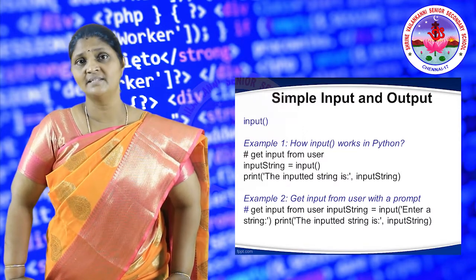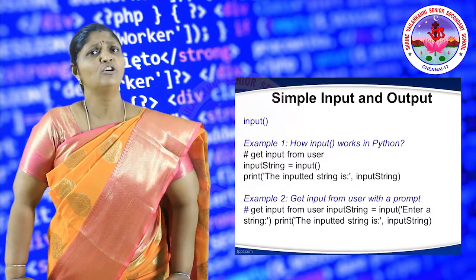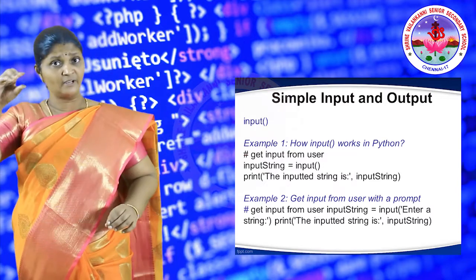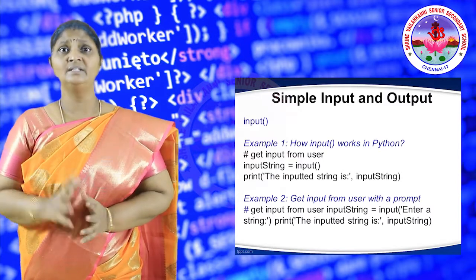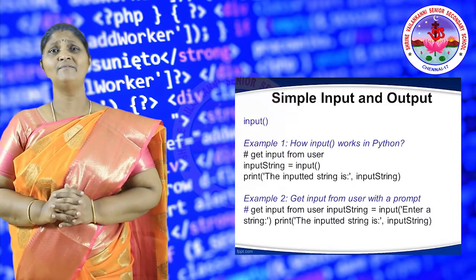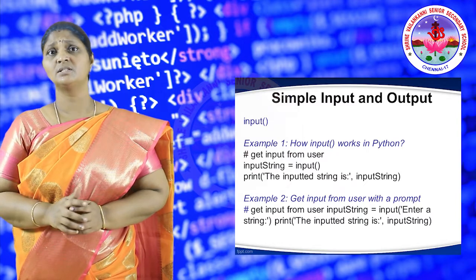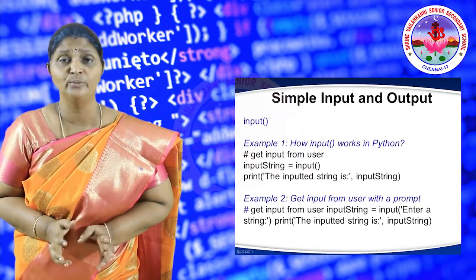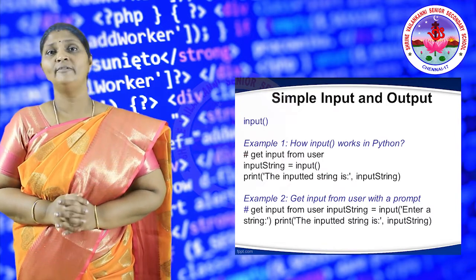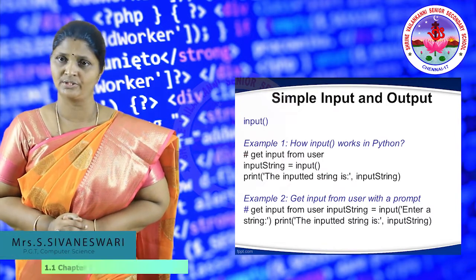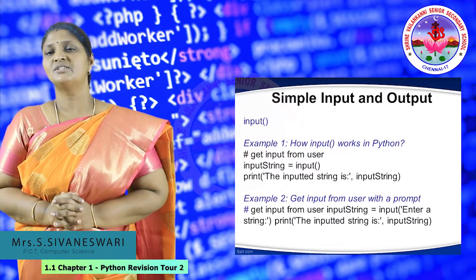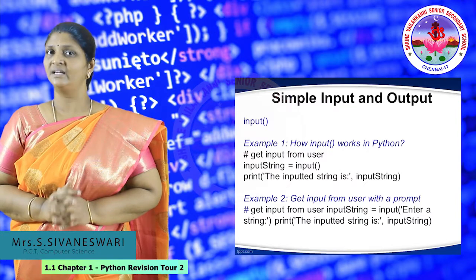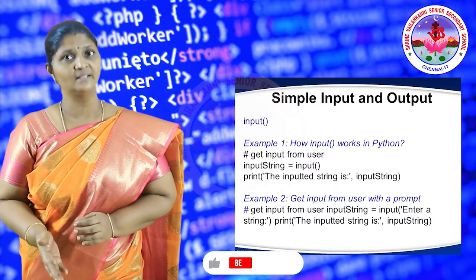Here input string is equal to input of. We are not specifying any print statements here. We are not specifying any string within the input function. So we have a variable input string which is going to get a value. We haven't specified what kind of value it is, and input always provides only string values. So print the inputted string is input string. Here, whatever value, when we run it, the user has to specify the input value.